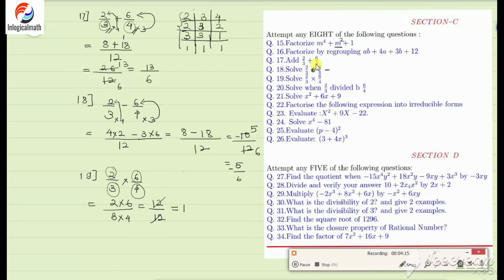In the exam the same pattern of question will come by changing the numbers. I have changed the numbers in the question paper, so you have to make sure that you know the method for all these kinds of questions.